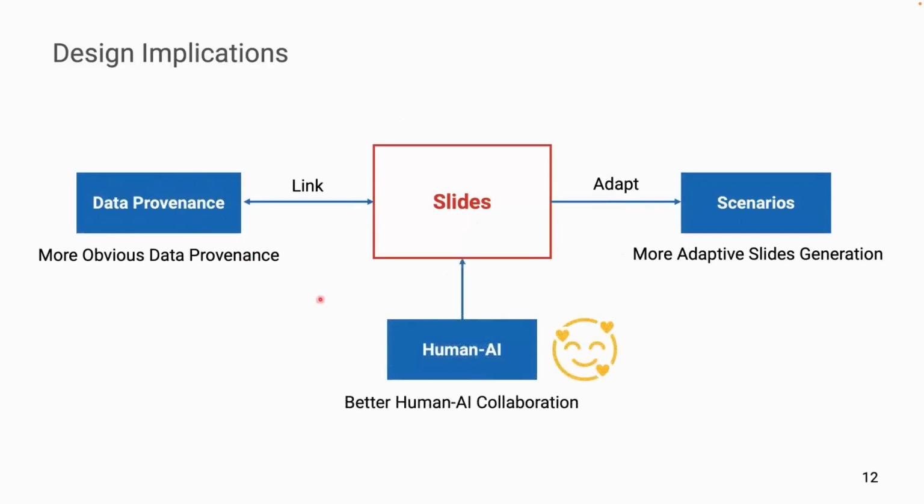Last, better human-AI collaboration can be achieved by supporting sub-cell level selection, providing other effective high-level controls, and recommending relevant visualizations.